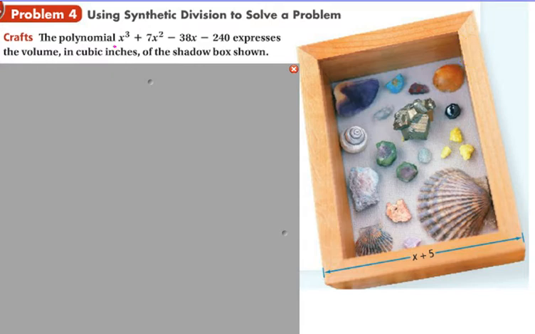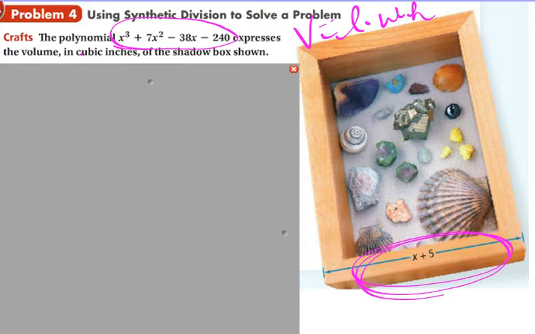It says this polynomial x cubed plus 7x squared minus 38x minus 240 expresses the volume. Volume is what? Length times width times height. It's cubic inches of the shadow box. So they give us the total volume here, and then they give us 1 dimension. All right, they tell us this is our width. So that means we have to find the length and the height.